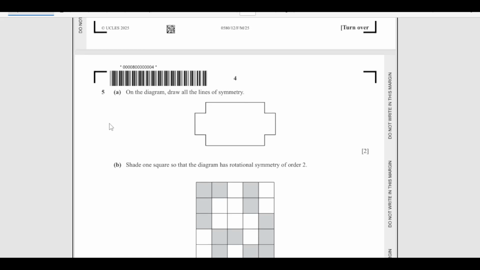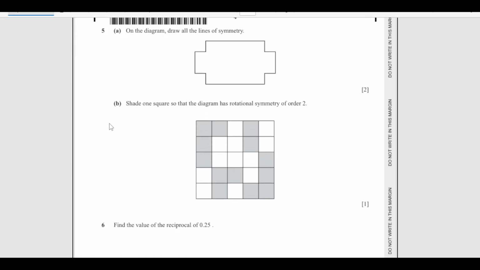Now number 5, on the diagram draw all the lines of symmetry. A line of symmetry is a line that divides the shape exactly into two same parts. So if I draw a line here, use your ruler for this, guys. When we draw this line, you can see the upper part and lower part are exactly mirror images of each other. Another one is this way, right? The left shape and right hand shape are the same.